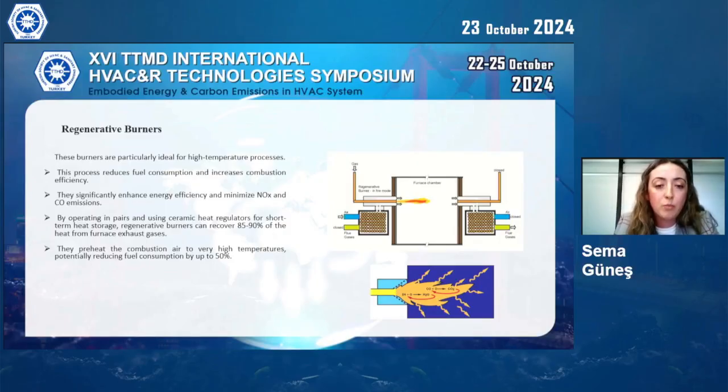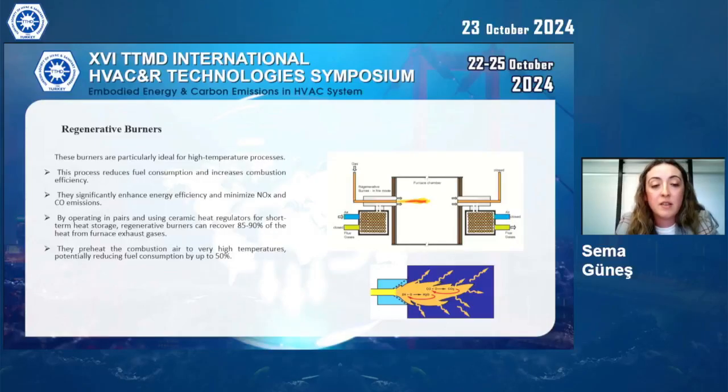And this combustion products heat and energy, and this heat energy is used in a heating system. Regenerative burners: these burners are particularly ideal for high temperature process. This process reduces fuel combustion and increases combustion efficiency. They significantly improve energy efficiency and minimize NOx and carbon monoxide emissions by operating in pairs and using ceramic heat regulators for short-term heat store.